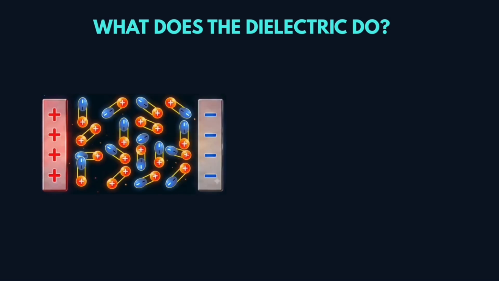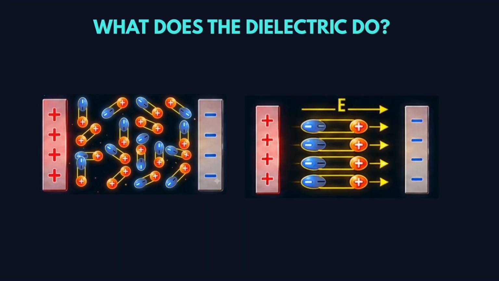What does the dielectric do? The dielectric contains atoms, normally like this, that is, charges balance. When an electric field exists, the charges inside the atoms shift slightly. The molecule becomes a dipole. Millions of molecules align. This is called polarization.